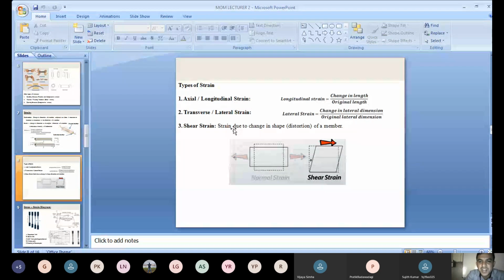Strain due to change in shape or distortion. Distortion means change in shape of a body. When a body is subjected to shear force, shear strain occurs. See what the shear strain is here. The first example I showed is a normal strain. This one is the change in shape of a body. Earlier, the dotted line is a square body. Now when shear force acts here, it becomes a rhombus. These are the different types of strain. Yes, any doubt?